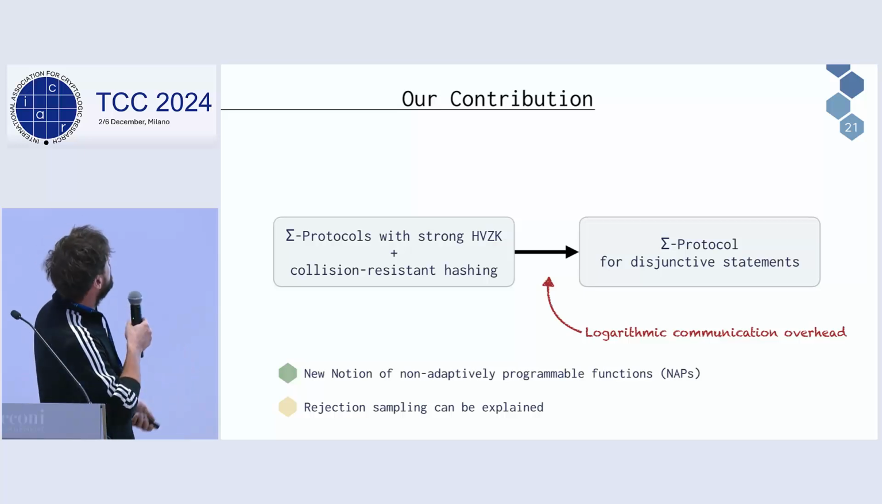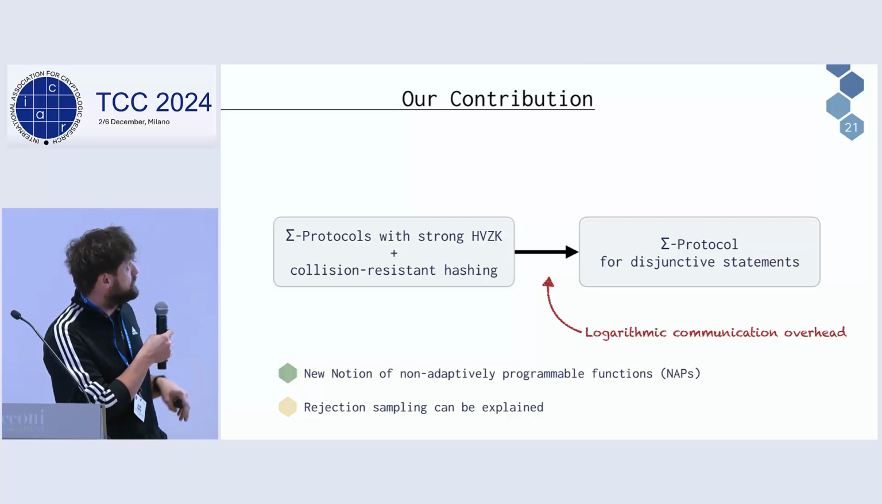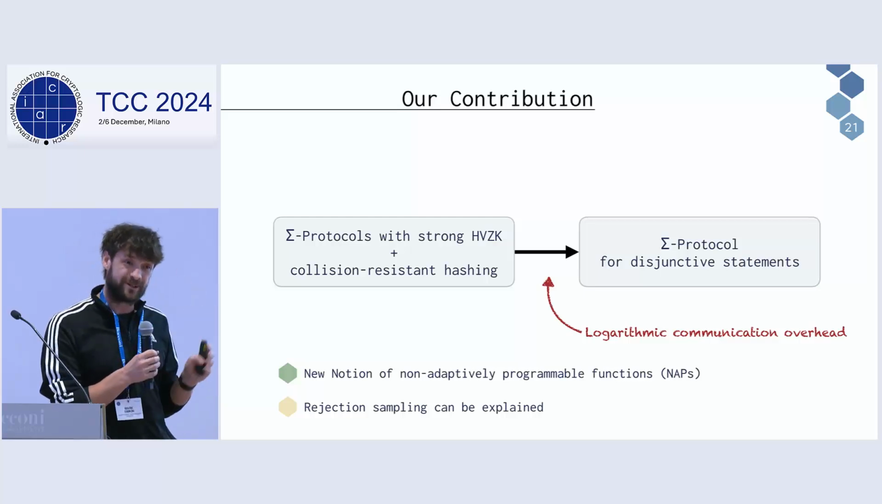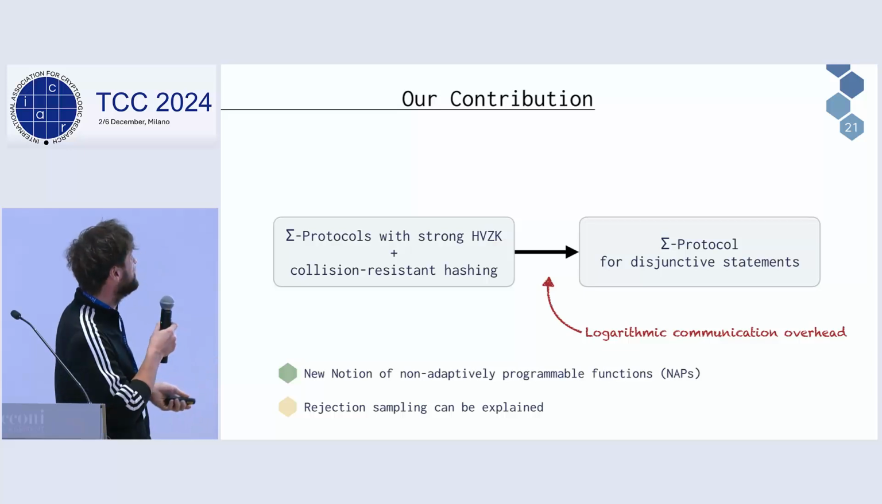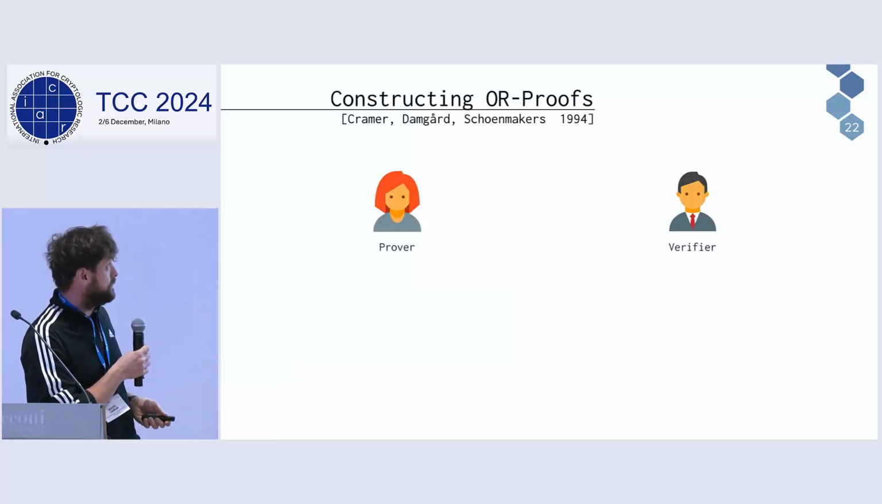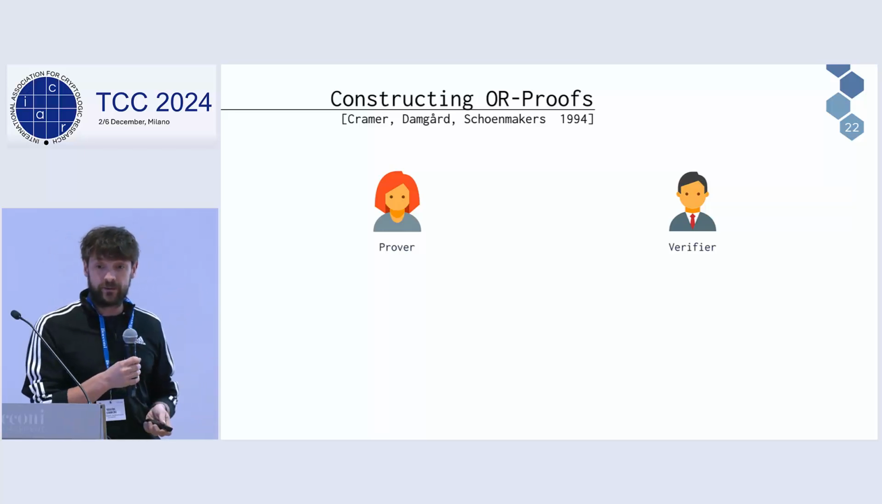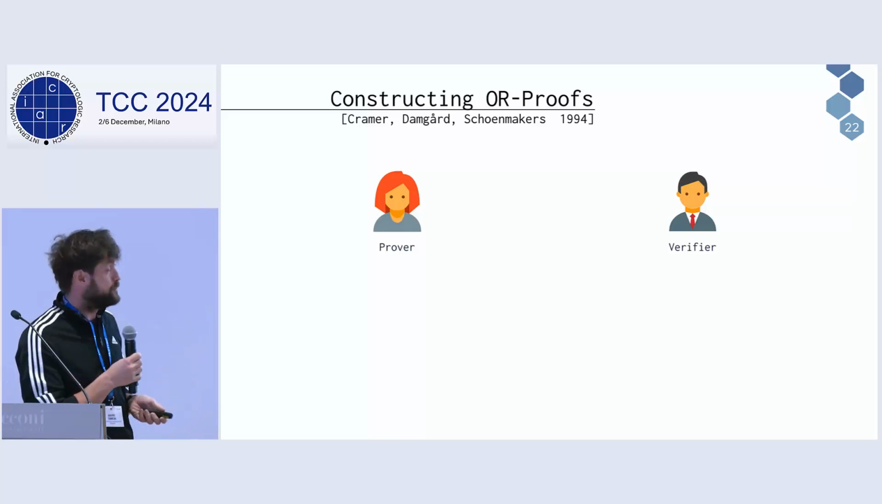So to understand our construction, it's sensible to understand the CDS construction, because ours is conceptually a pretty small modification of that. So we have a prover and a verifier, and now the prover wants to convince the verifier that one out of several statements is true. So let's say the first statement is true.